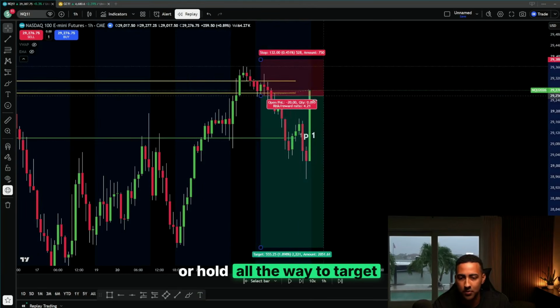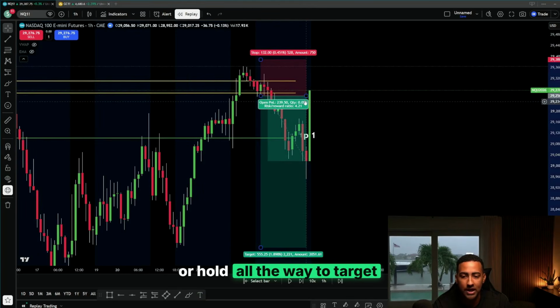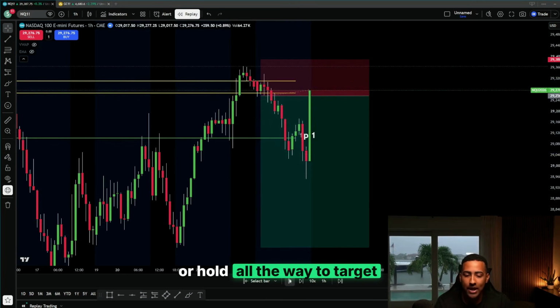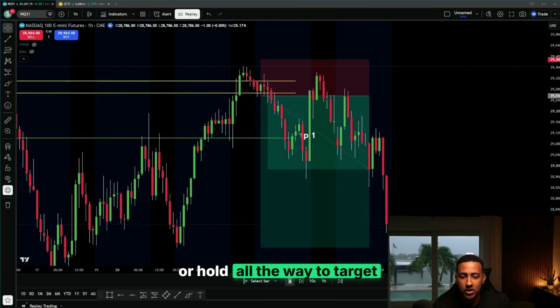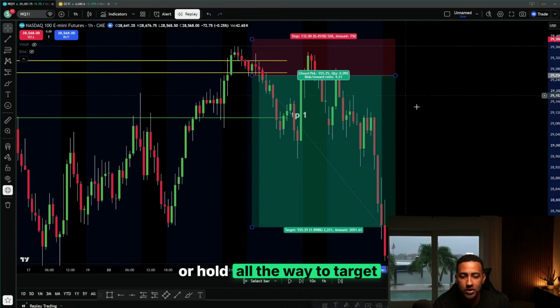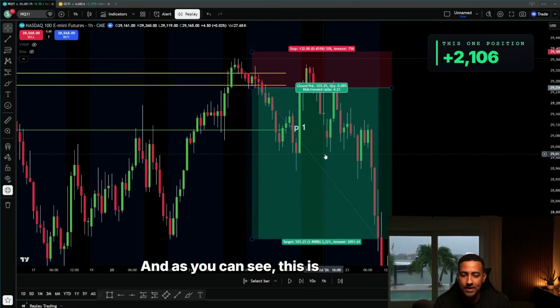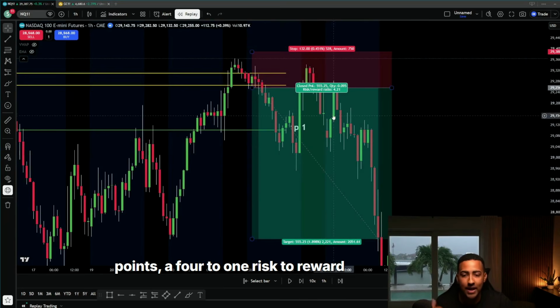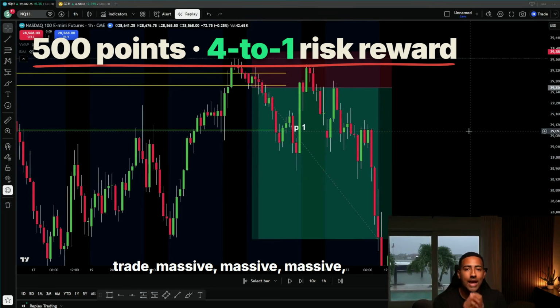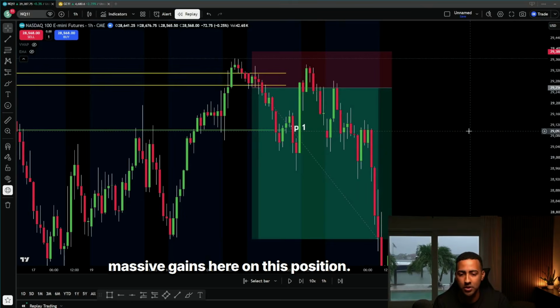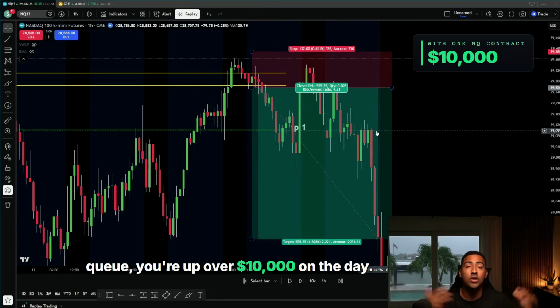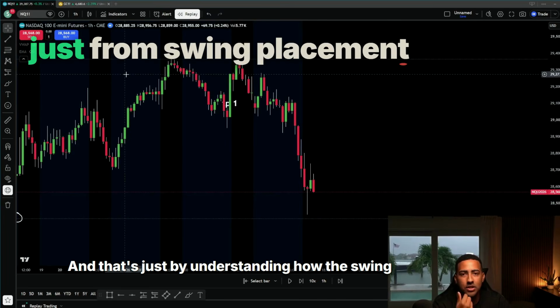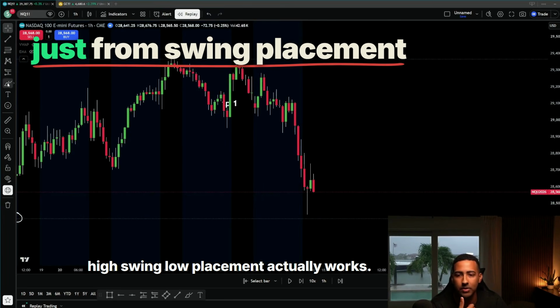And of course, this is when market opens, so we usually see that giant swing after that. But you can cut your position there, or you can just let the position go all the way to your target. And as you can see, this is a 2,221 tick position, 500 points, a 4-to-1 risk to reward trade. Massive gains here on this position. If you took this with just one NQ, you're up over $10,000 on the day. And that's just by understanding how the swing high, swing low placement actually works.